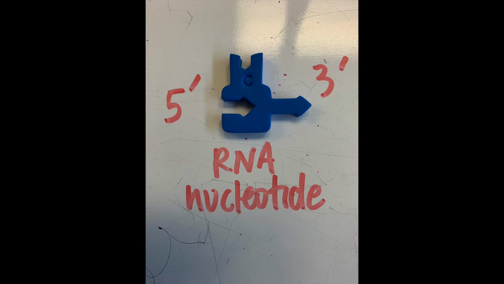RNA nucleotides are very similar to DNA nucleotides. They have a 5' end and a 3' end, and they are made out of a phosphate, a sugar, and a nitrogenous base. The difference is that the sugar in this case is ribose, and the nitrogenous base thymine is replaced with a different nitrogenous base, uracil.